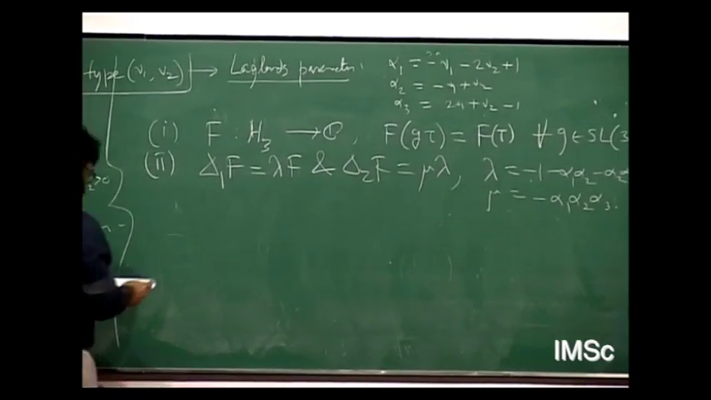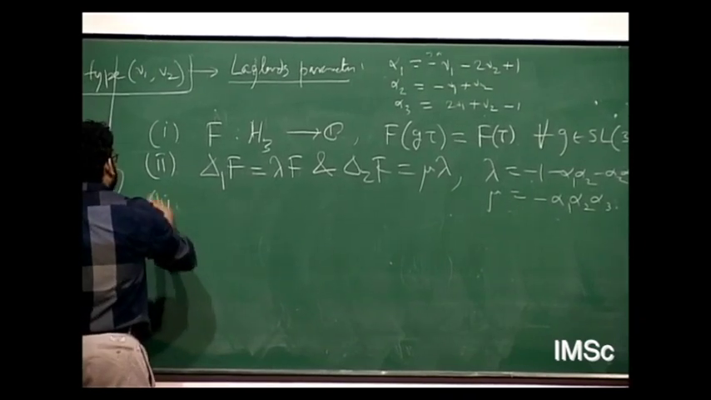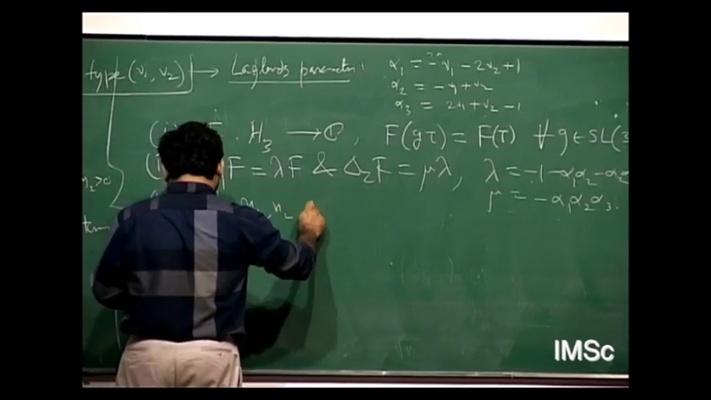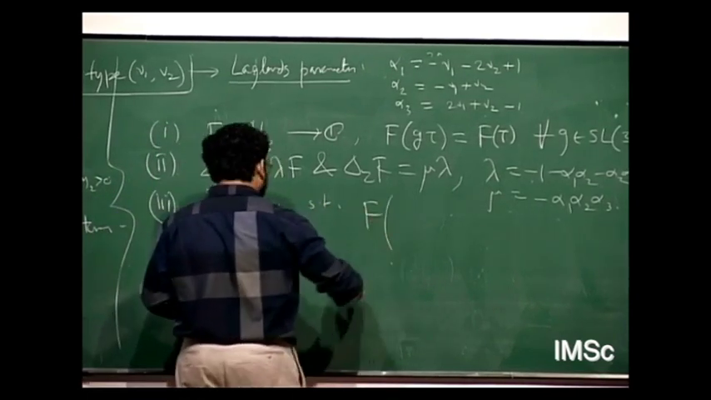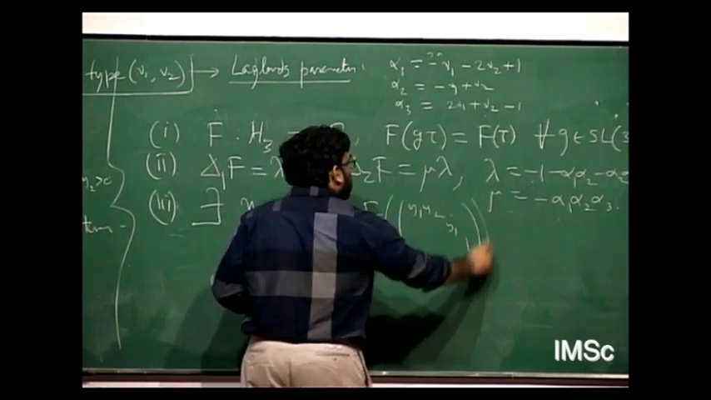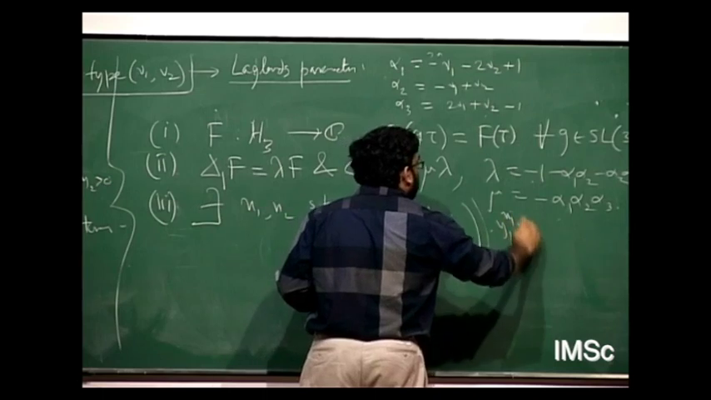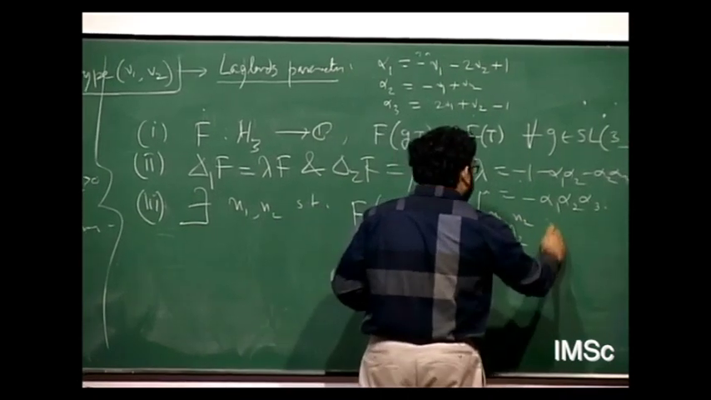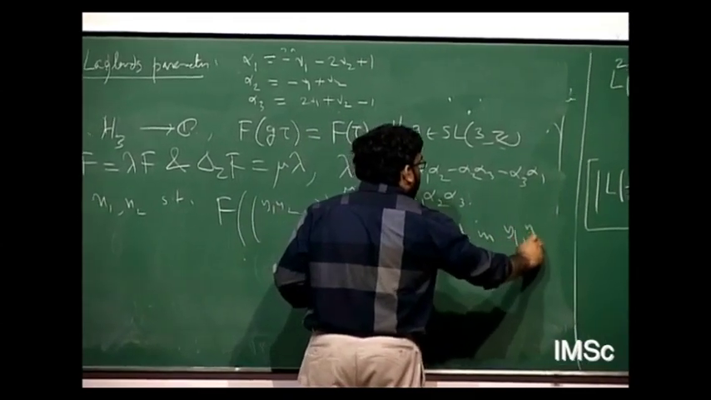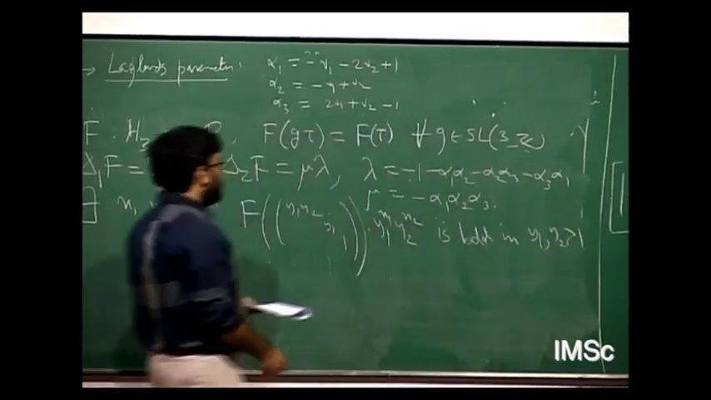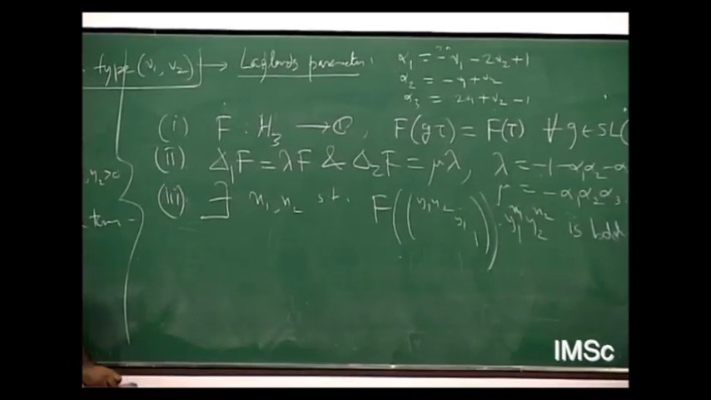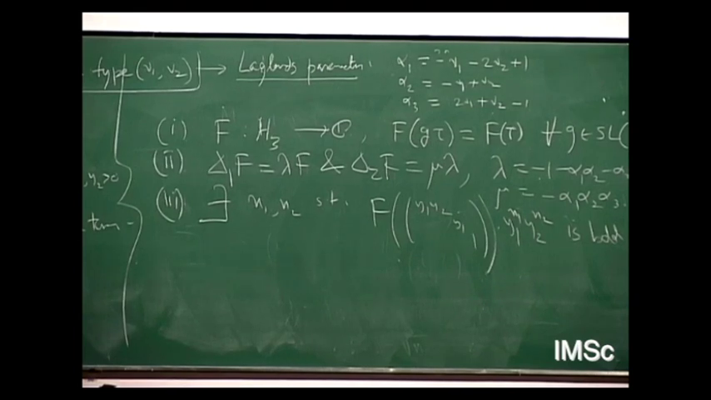Then it has to satisfy a certain growth condition. It says that there exist n1 and n2 such that the function f at y1, y2 times y1 to the power n1, y2 to the power n2 is bounded in a domain y1, y2 greater than 1, for example. Any function that satisfies these three conditions is called a Maass form of type nu1, nu2.